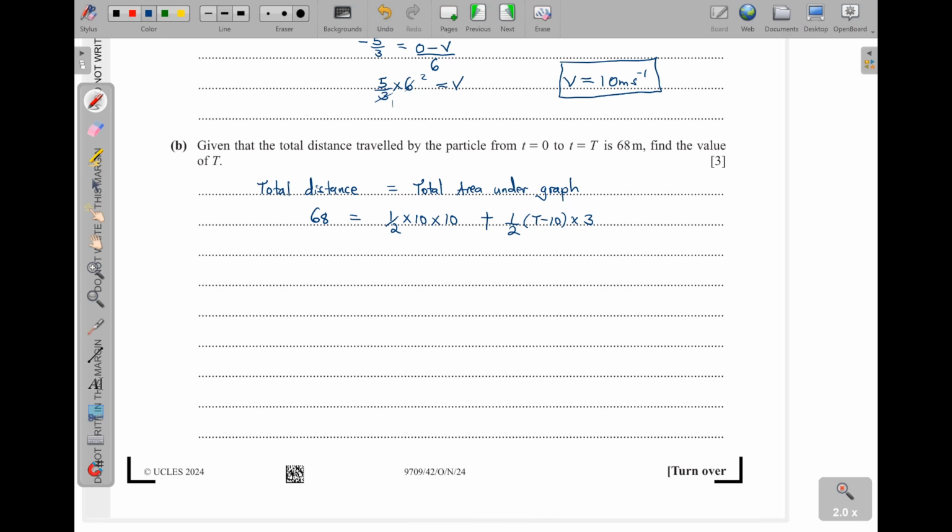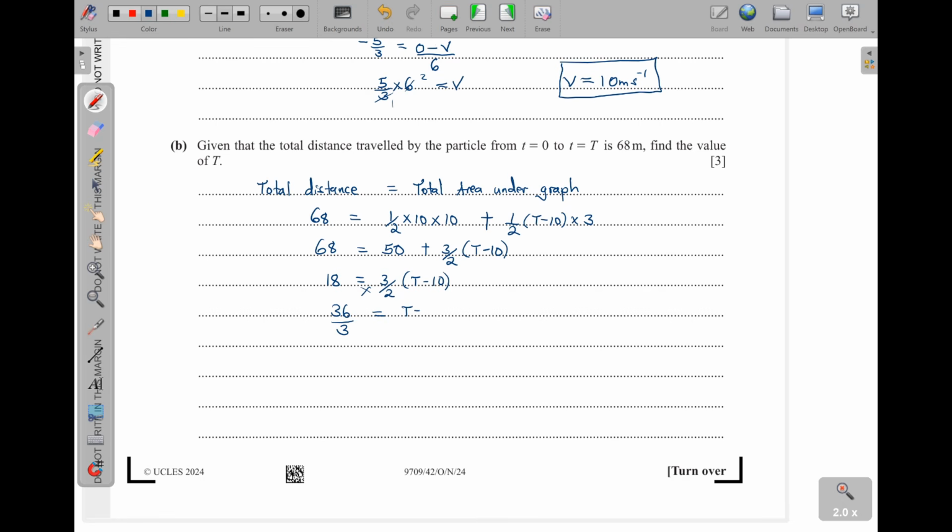Okay, then after that, 68 is equal to 100 divided by 2, that is 50, and then here we have plus 3 over 2 into t minus 10. I can take 50 this side, then I get 68 minus 50, which will give me 18. Then 3 over 2 times t minus 10. Then I will cross multiply. This one will give me 36. Then I will divide by 3, right?